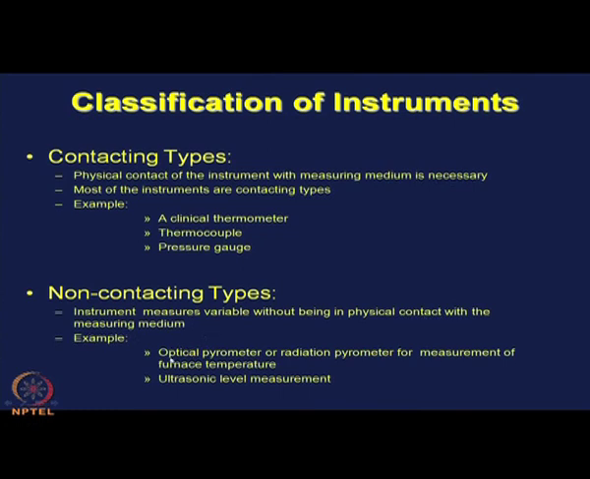For example, an optical pyrometer or a radiation pyrometer measures the temperature of the furnace, but we do not have to bring the pyrometer in direct contact with the furnace. It is inconvenient to do that as well. We will see later how this instrument works when we talk about temperature measurement in detail, but this is an instrument which is of non-contacting type.